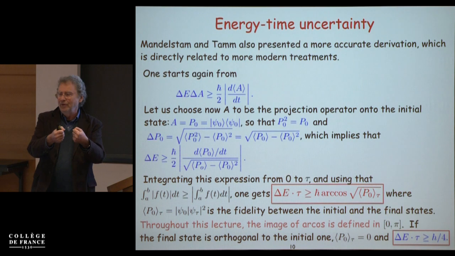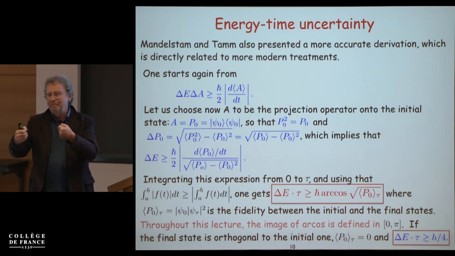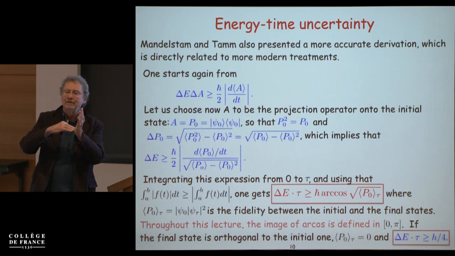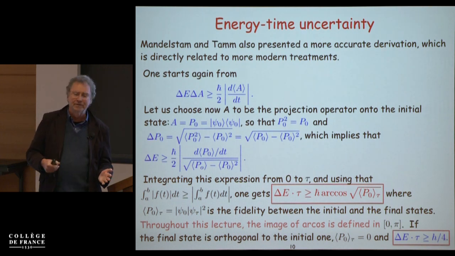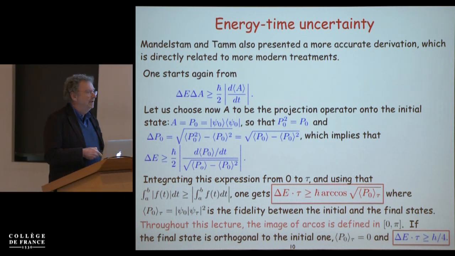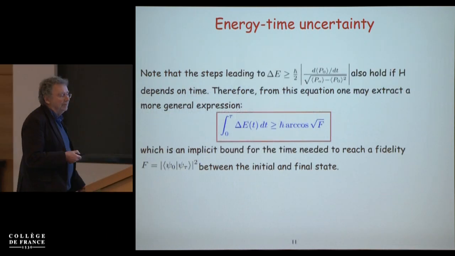In that case, you had the average value of A being displaced by a quantity equal to the standard deviation. Here you require the two states to be orthogonal to each other. Okay? So that's the relation they derived in that paper, and that's the energy-time uncertainty relation.